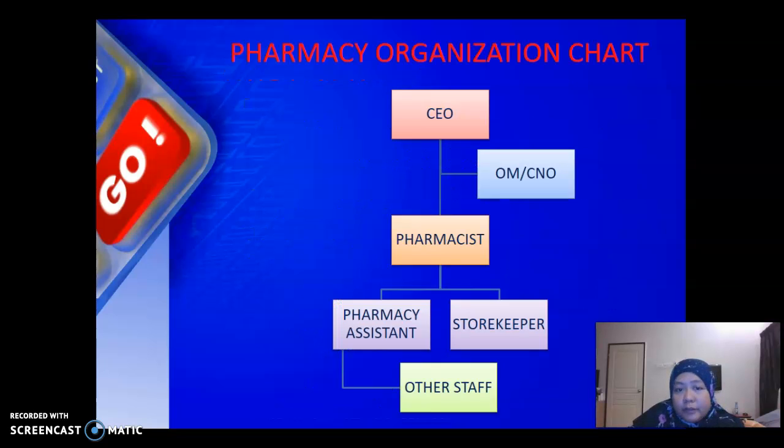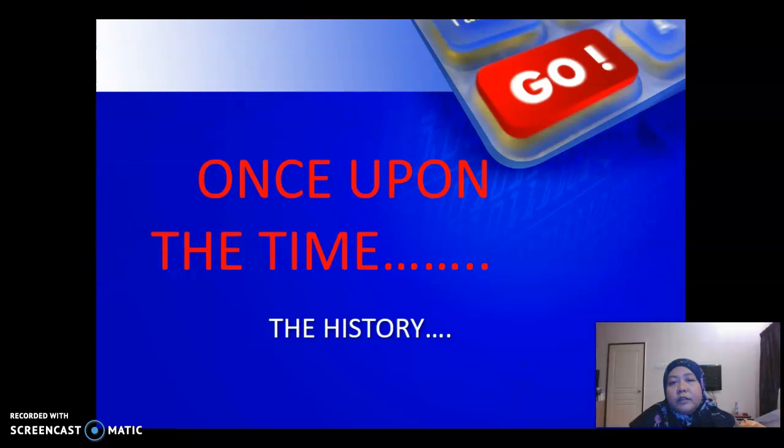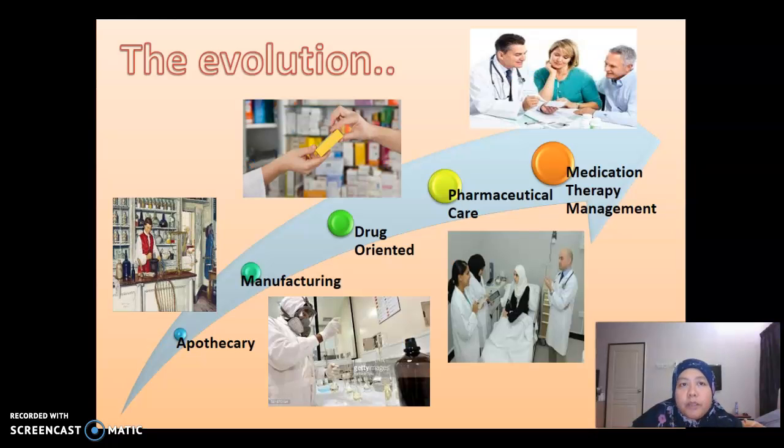So, where is the pharmacy assistant in the pharmacy organization chart? Top managers would be the CEO, the OM, the CNO, right? The middle managers will be the pharmacists. The pharmacist in charge will be the middle manager, and the pharmacy assistant would be the first line manager, because you are also an executive. The storekeeper, the person in charge of the store, is also a first line manager, and other staff are the non-managerial employees.